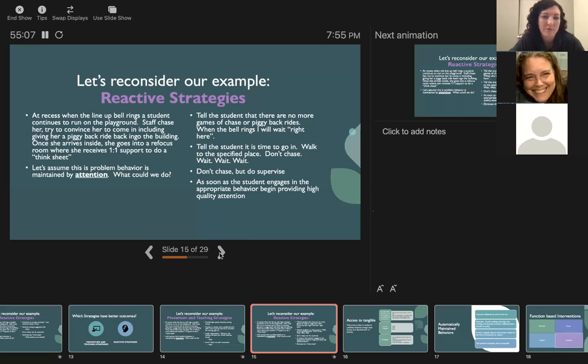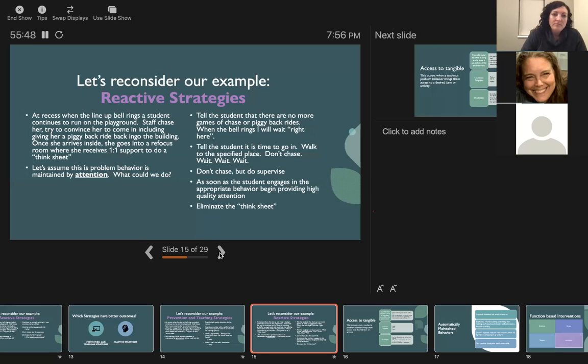Any questions about reactive and preventative strategies in general? And each of these really have to be dialed down to the specific incident and the specific function identified. Like I said before, I just really want to highlight that the interventions look very different based on what the function of the behavior is. And I went over attention and escape because they are our most common functions. Again, eliminate the think sheet.